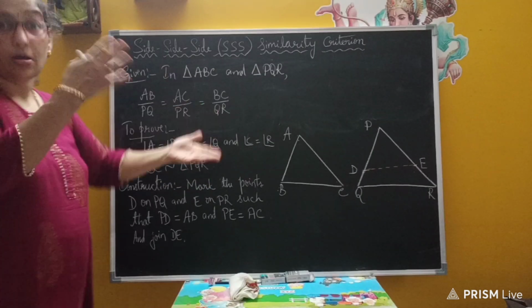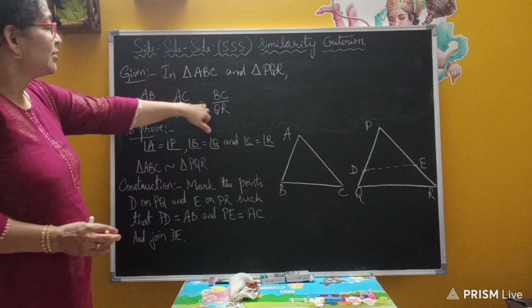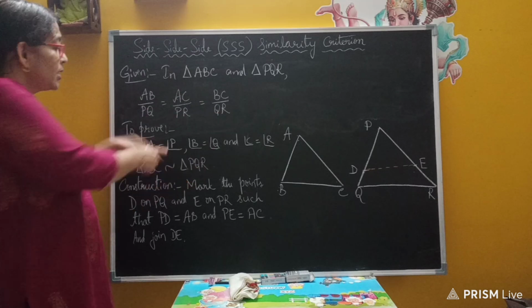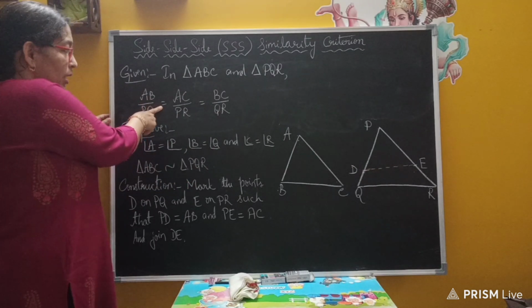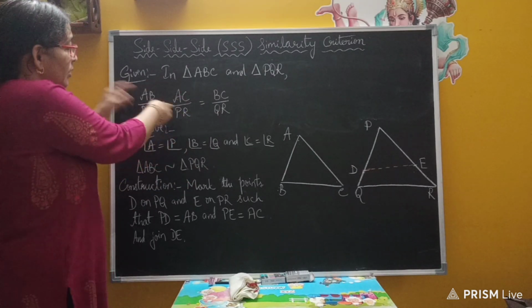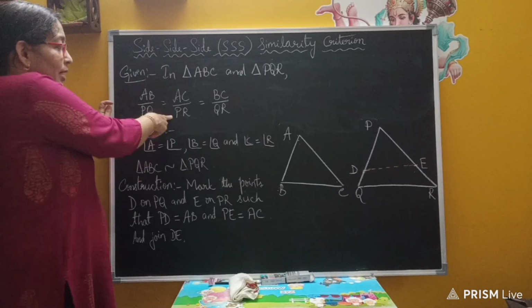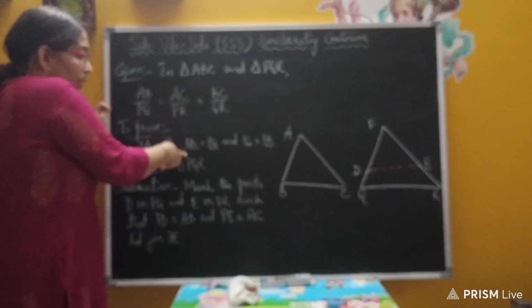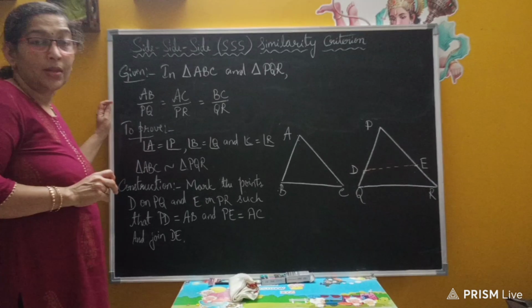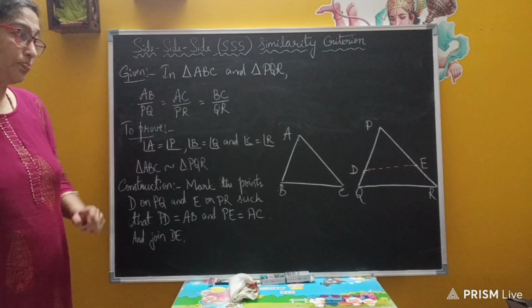Only the thing is reversed. Okay, in the previous theorem, AA criterion, you had written angles are equal and proved the sides are in the same ratio. Here it is the opposite: sides are in the same ratio and we are proving angles are equal. Okay, now let us continue with the proof.